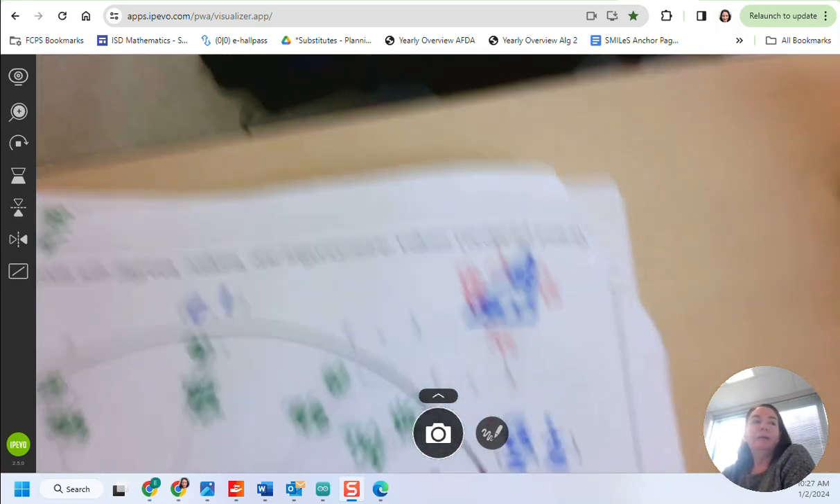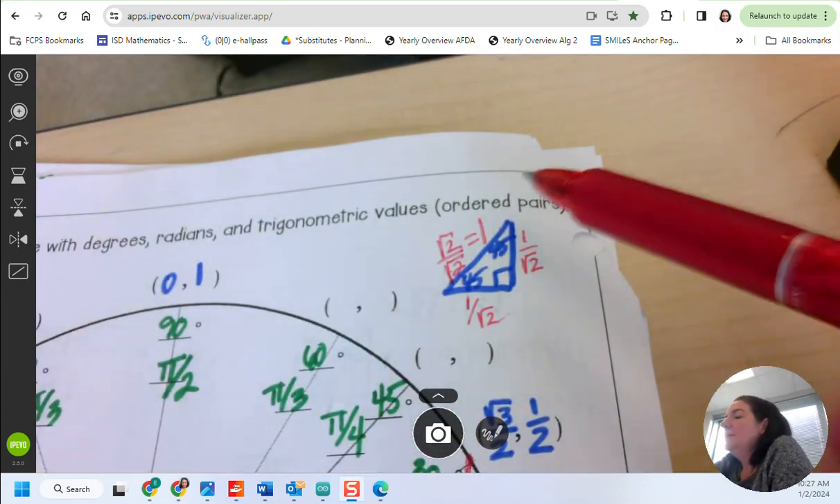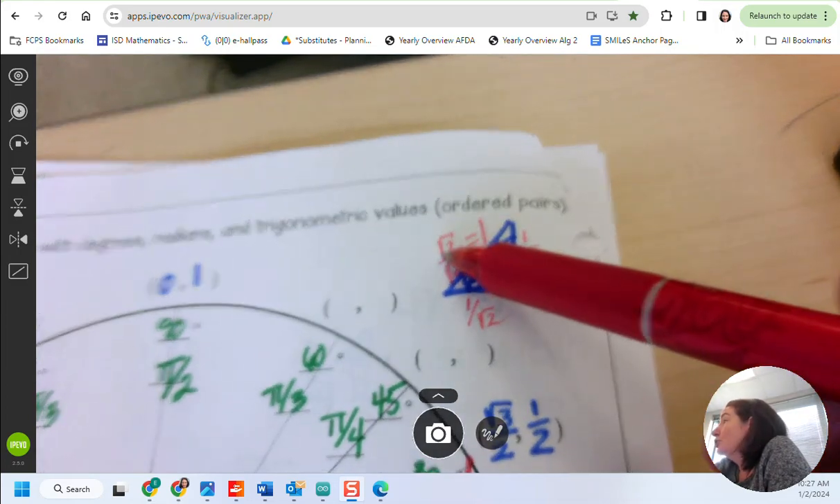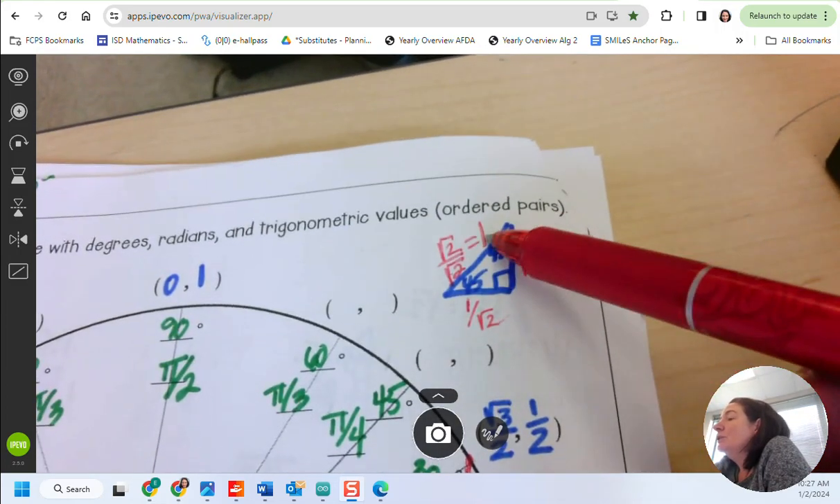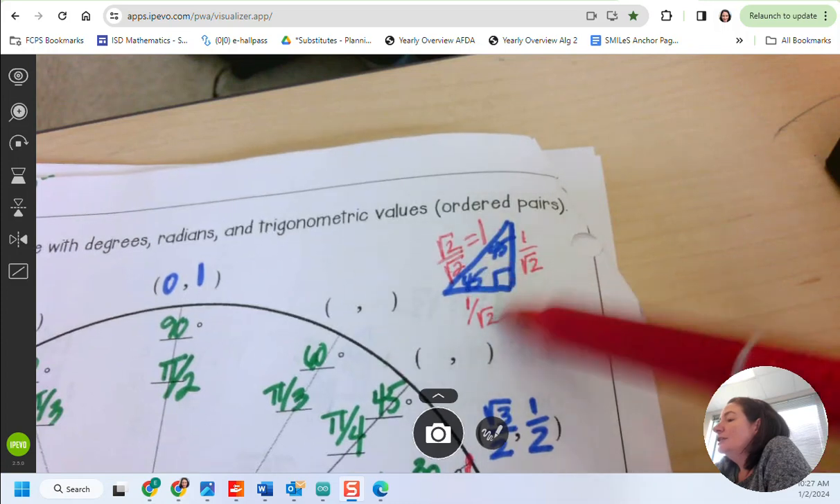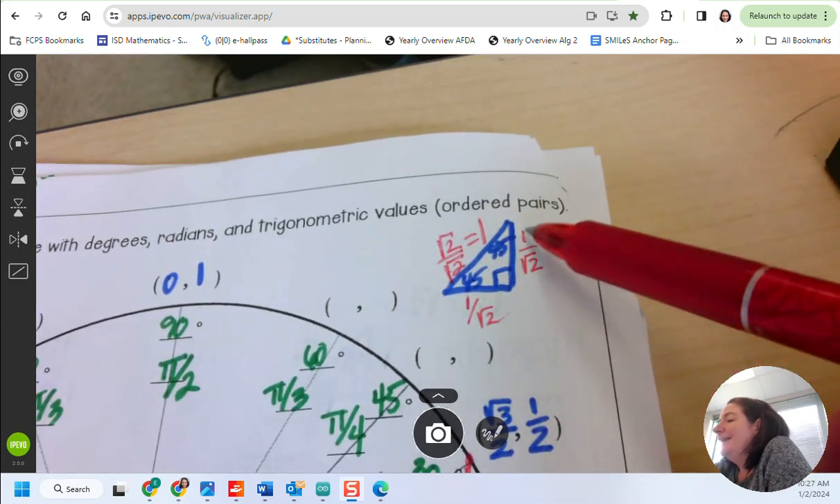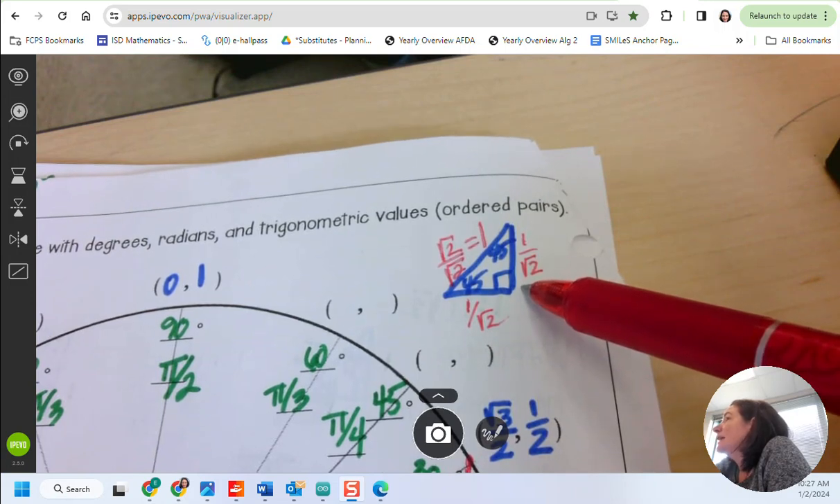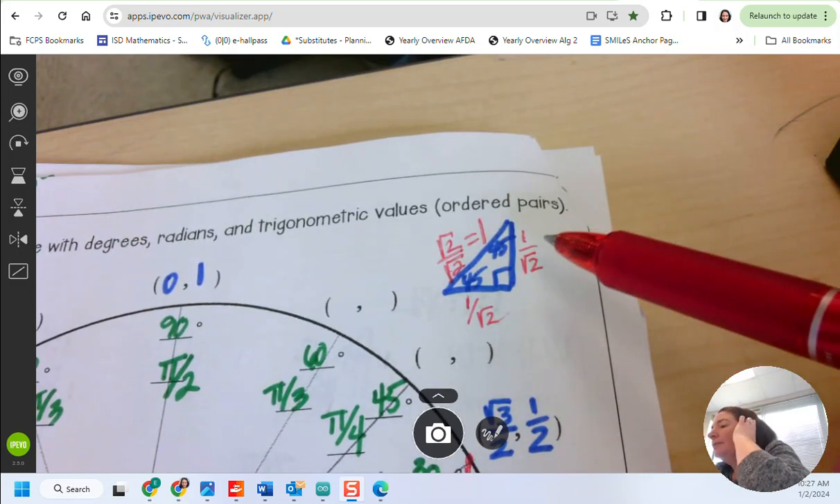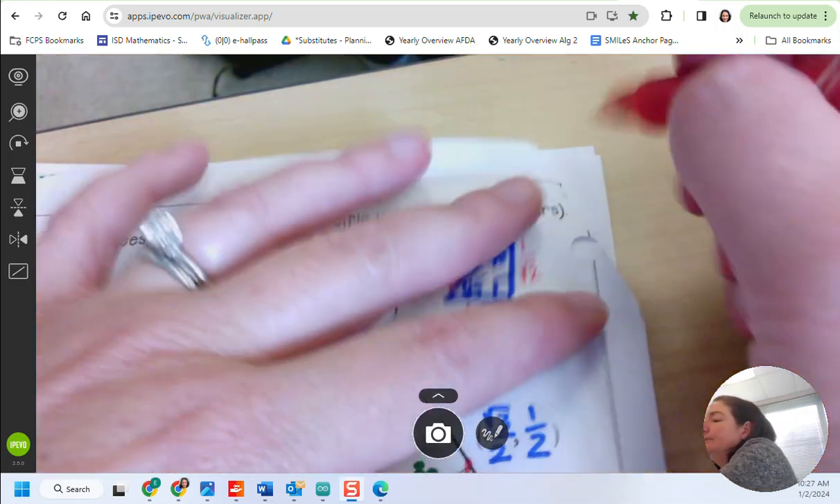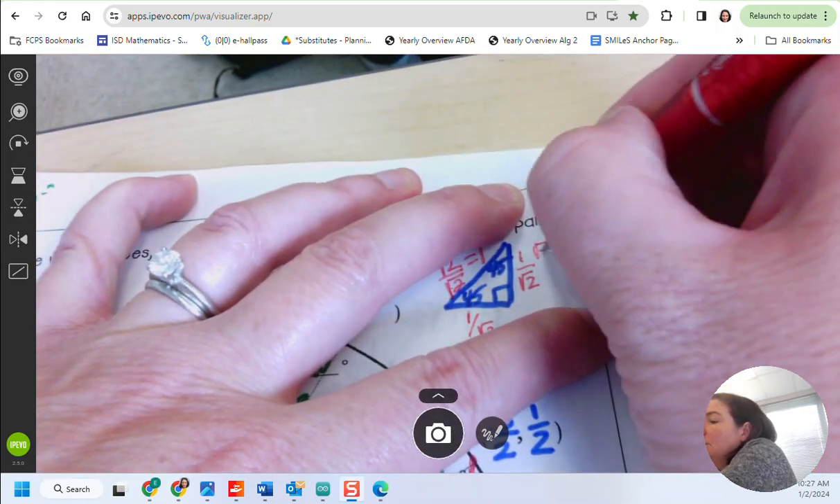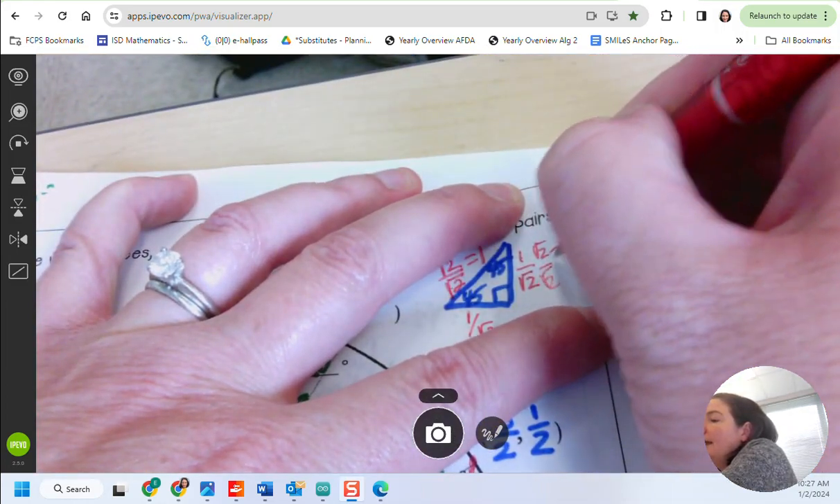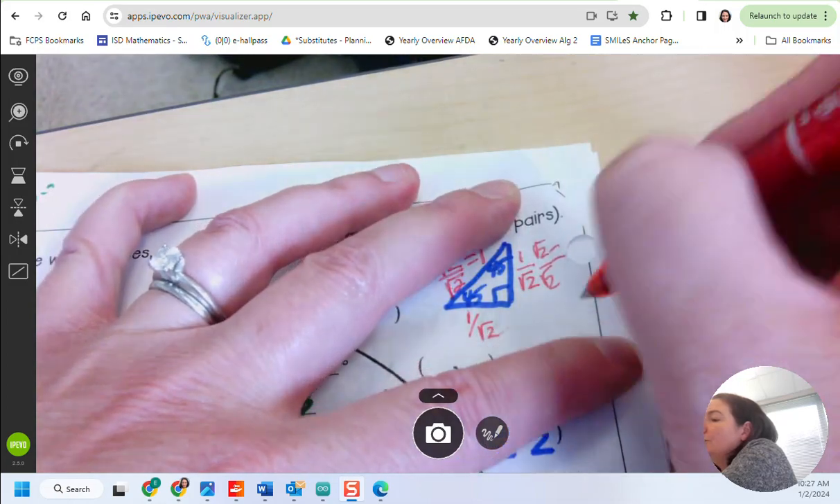Zoom in on that a little bit. Okay, so your 45, 45, 90 triangle, it was 1, 1, root 2, but we need the hypotenuse to be 1. So we divide all the sides by root 2. Now we know we can't actually have a fraction with a radical in the denominator, so we rationalize that denominator by multiplying by root 2 over root 2. So times root 2 over root 2, and that gives us root 2 over 2.